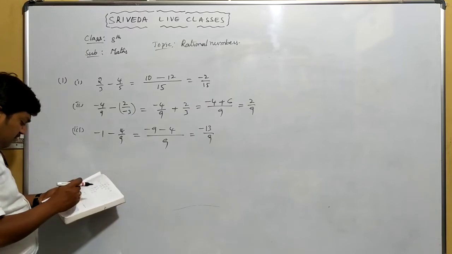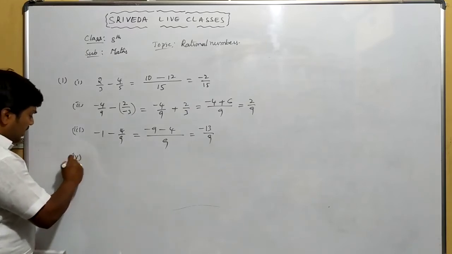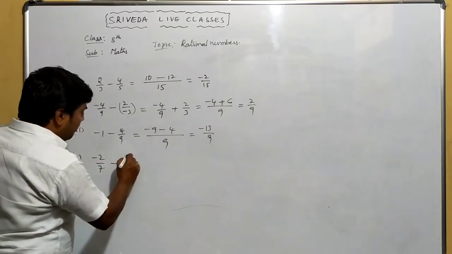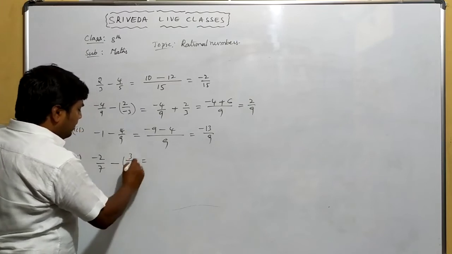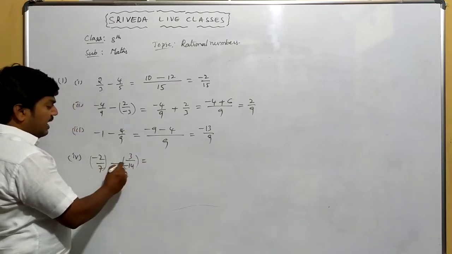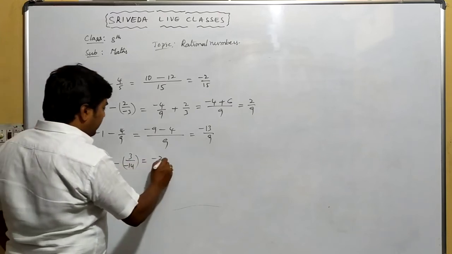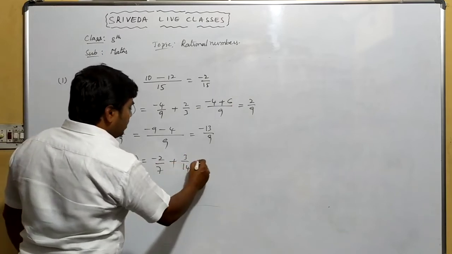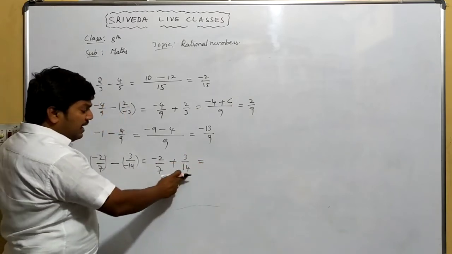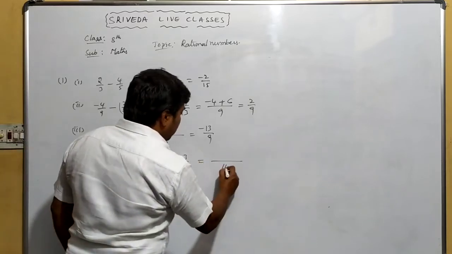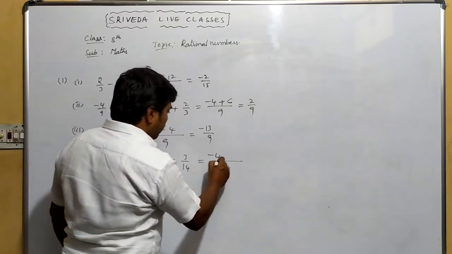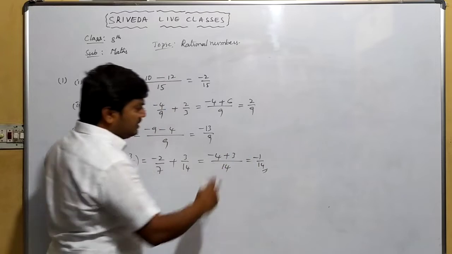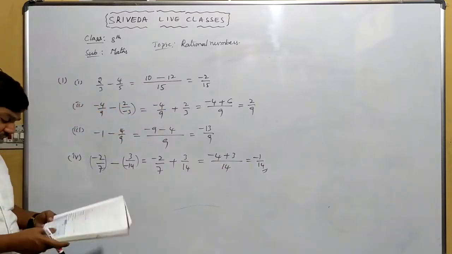So the fourth one and fifth one. What is the fourth one? You see that? Minus 2 by 7 minus 3 by minus 14. This is one rational number and this is one rational number. We can write it as minus 2 by 7, minus into minus plus 3 by 14. Here 7 ones are 7, 7 twos are 14, LCM is 14. Now we can write 2 twos are minus 4 plus 3, so minus 1 by 14. It is also a rational number, right? So like this, can you do that?